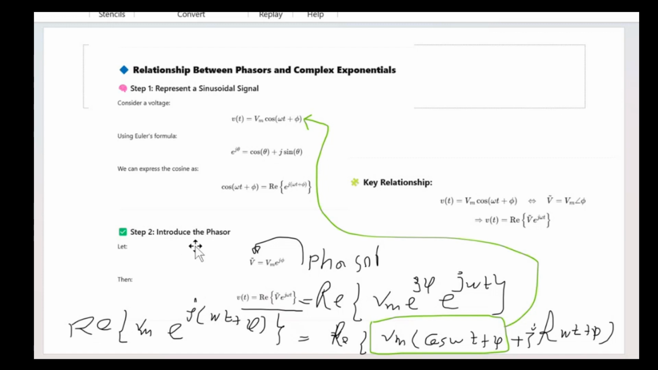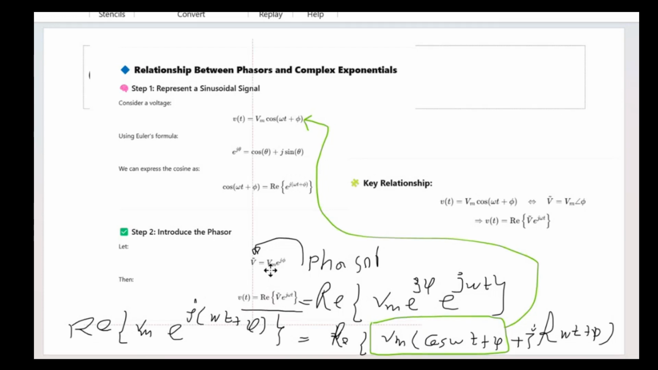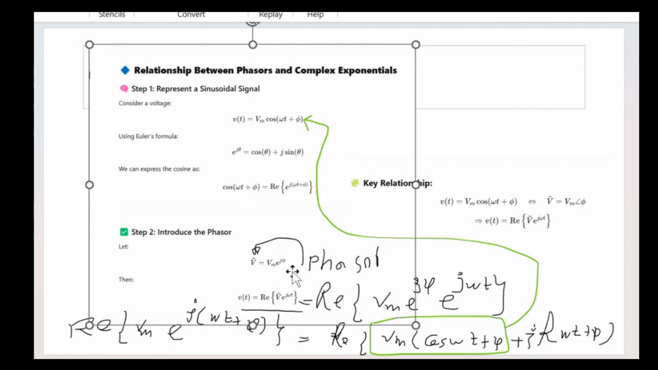Now, if we define the phasor V tilde as V of M times e to the j phi, where V of M is the magnitude and phi is the angle, then all of a sudden the V of t at the very top can be defined as the real part of the phasor V tilde times e to the power of j omega t. It's going to be straightforward to show that. I write it down here.